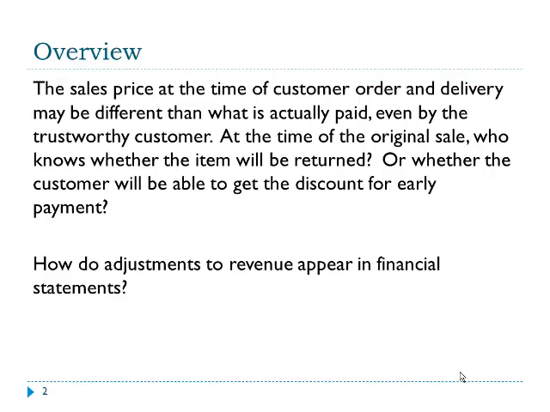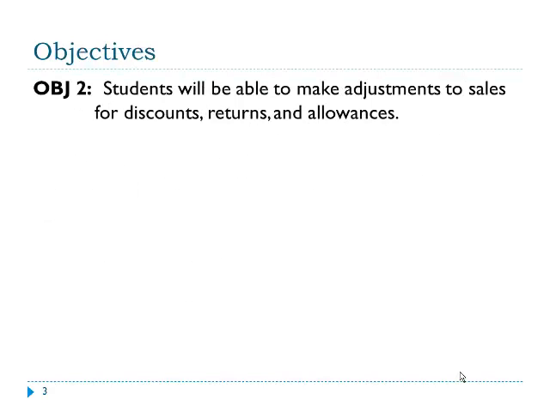is actually paid, even by the trustworthy customer. At the time of the original sale, who knows whether the item will be returned or whether the customer will be able to get the discount for early payment? How do adjustments to revenue appear in financial statements? Students will be able to make adjustments to sales for discounts, returns, and allowances.